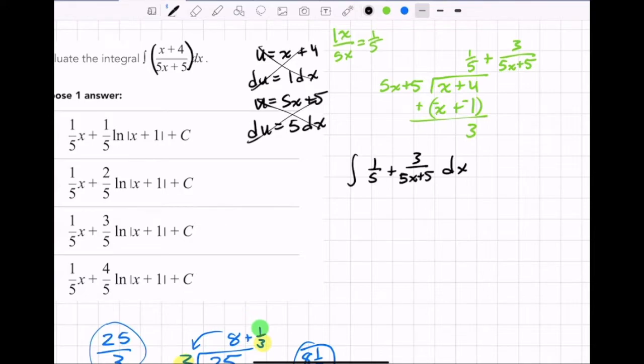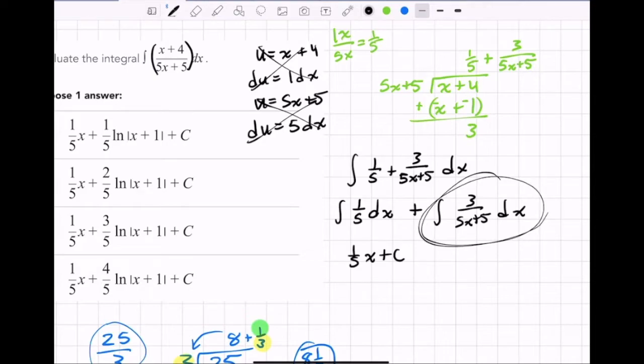Now I'm going to do a little bit of extra. I normally wouldn't do this, but it'll help you guys see stuff. I'm going to do the integral of 1 over 5 dx, and I'm going to add to that the integral of 3 over 5x plus 5 dx. The first one is really simple. All you get is 1 over 5 x, and then you add c. Why? Because it's an indefinite integral.